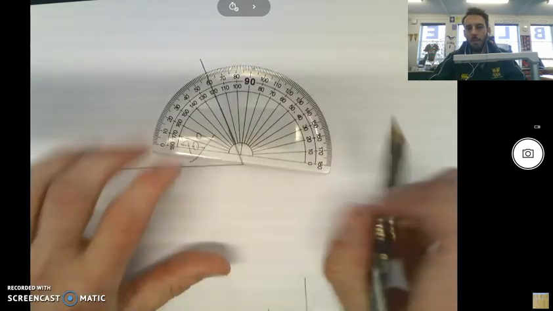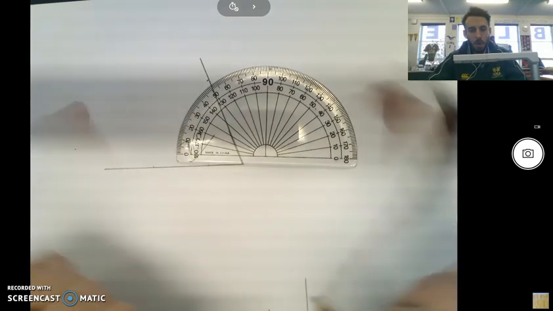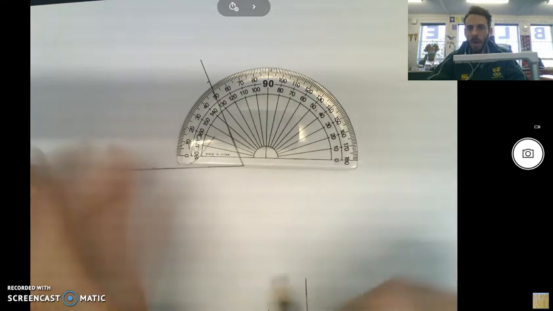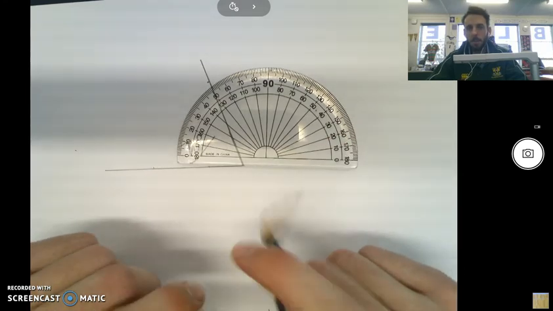Make sure you practice with your protractor at home. Go over your stepping stones book. Just do exactly what I just did. Draw your own angles. Practice going through and measuring them. It'll make life a lot easier if you've practiced before your test.